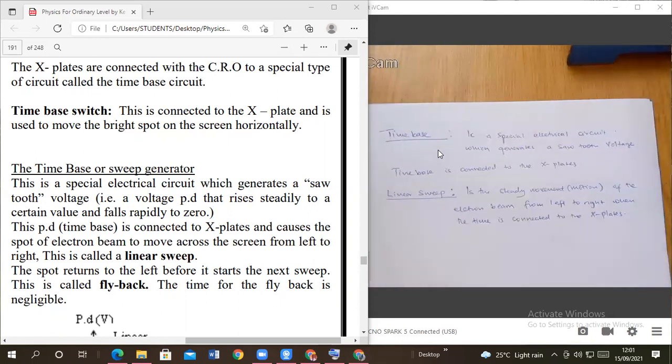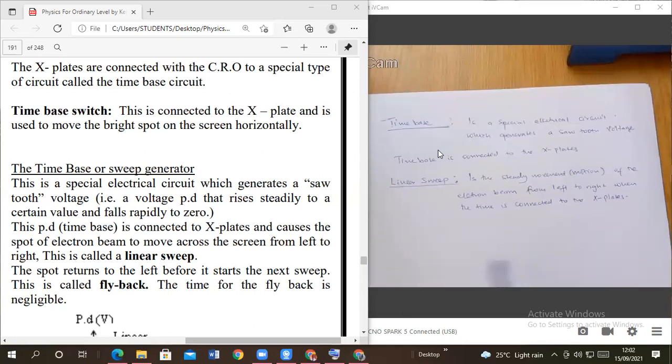During that time, the electrons are moving from left to right, and that is where we have a steady rise in the voltage. So when we notice a change in the direction of the electron beam, that motion is what we call the linear sweep. It means that the voltage is increasing steadily.